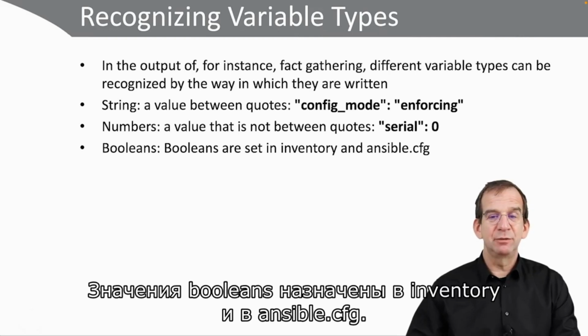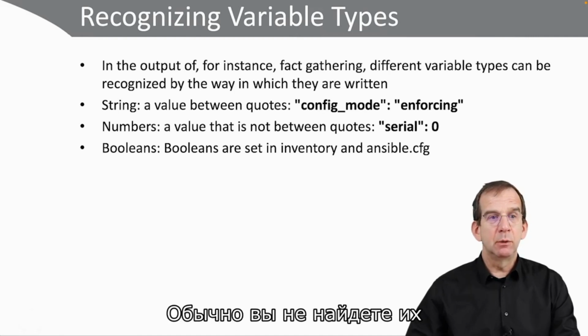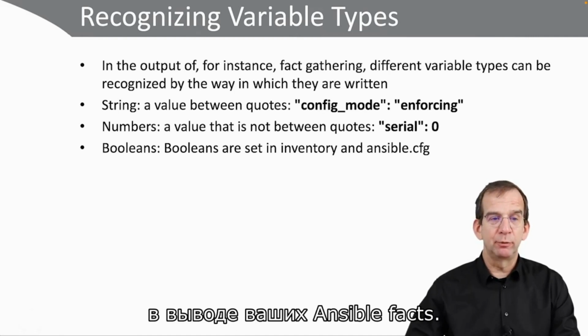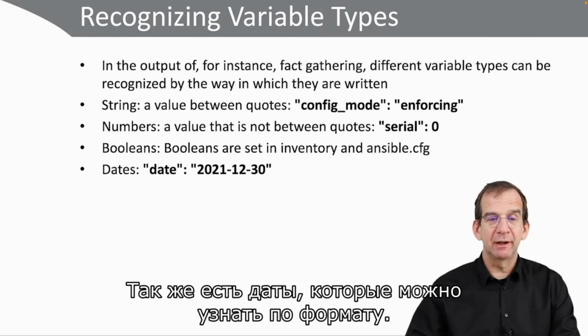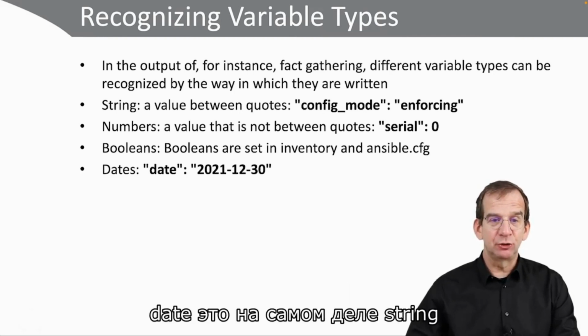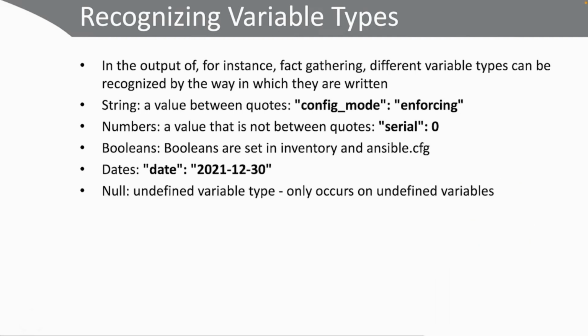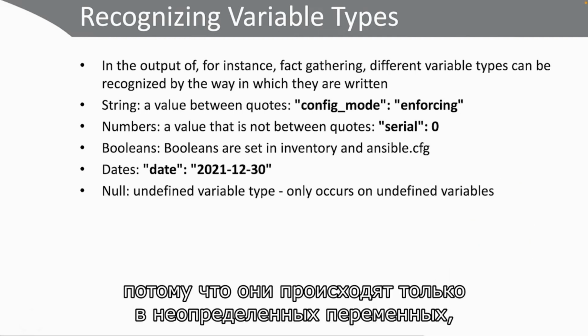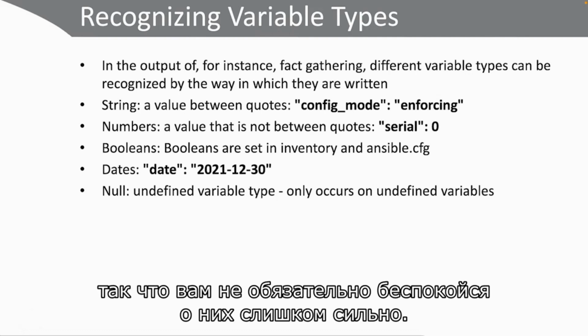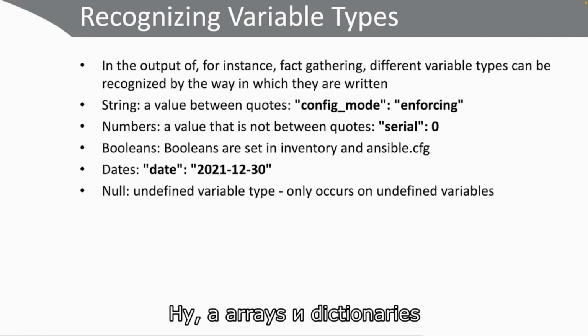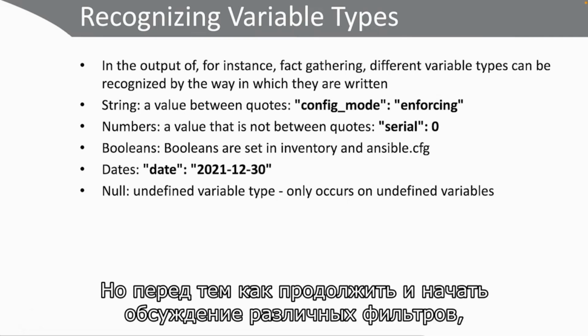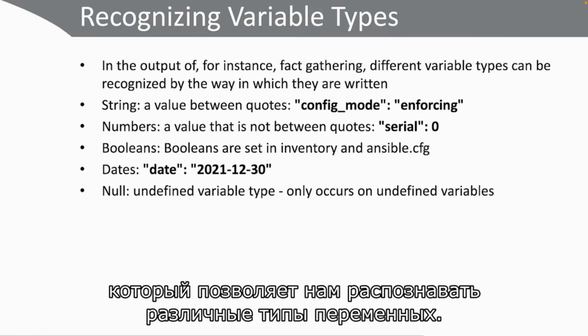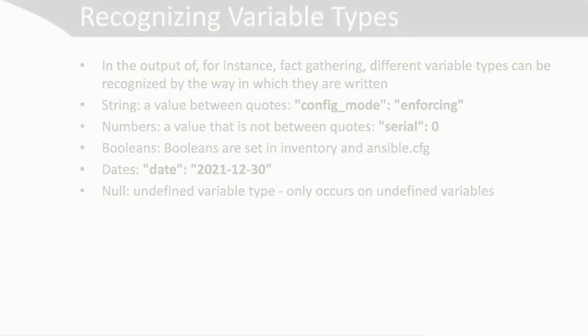The booleans are set in inventory and in ansible.cfg. You won't typically find them in the output of your Ansible facts. We have dates, which are recognized by the date format. A date really is a string that has a date format, and that's all. Null variables are a little bit weird because they only occur in undefined variables, so you don't have to worry about them too much. And arrays and dictionaries have been discussed in a previous lesson already, so let's not do that again. But before continuing and talk about the different filters, let's have a look at an example file that allows us to recognize the different variable types.